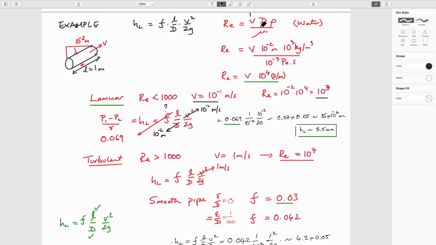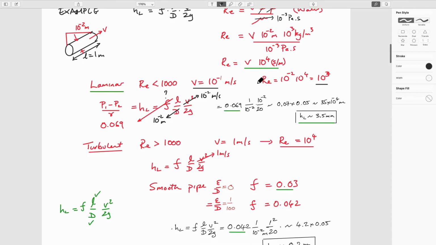We know this is a centimeter, 10 to the minus 2. We know the density of water is 10 to the 3 kilograms per cubic meter. And you might know the viscosity is roughly 10 to the minus 3 Pascal seconds, Newtons per meter squared seconds. And so that's exactly what's written here. So 10 to the 3 times 10 to the minus 3 is 10 to the 6, times 10 to the minus 2, so this is 10 to the 4, multiplied by velocity.